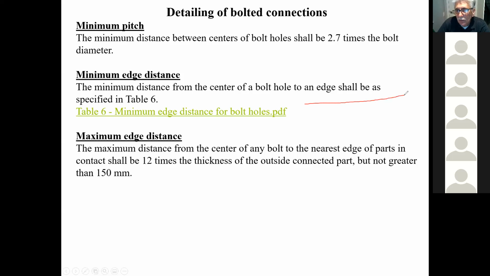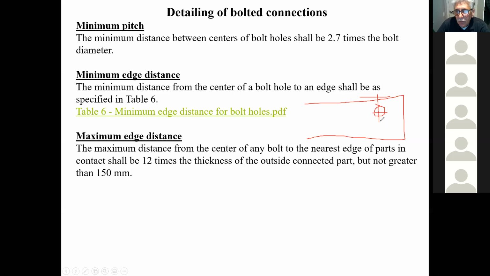If this is my member here, and I have a hole here, from here to here, that's an edge distance, and from here to here, that's an end distance. So this is the end, and the maximum distance from the center of the bolt to the nearest edge shall be 12 times the thickness of the outside connected part, but no greater than 150. So they even give you a maximum edge distance.